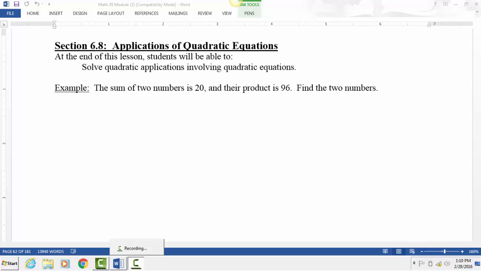This video covers section 6.8, and in it we will be using some of the methods we have been learning in chapter 6 to solve some different application problems that involve quadratic equations. So let's take a look at the first example.